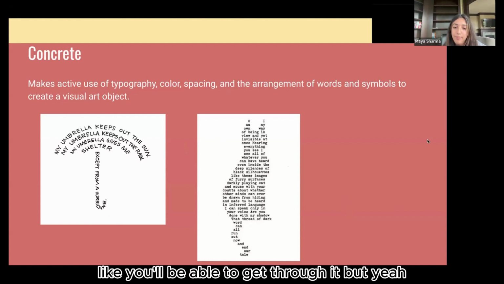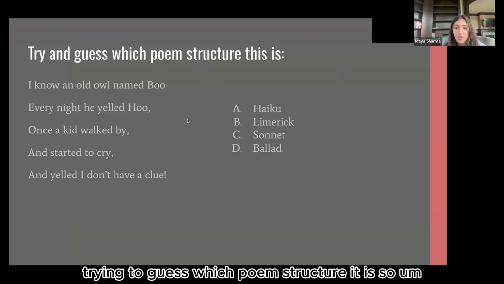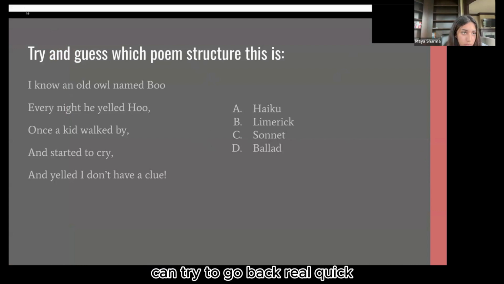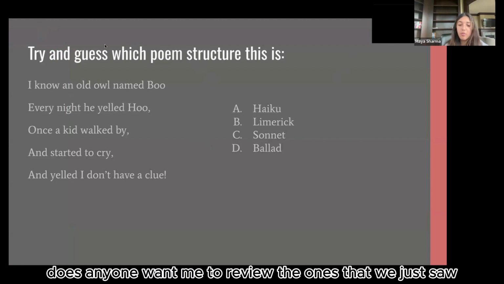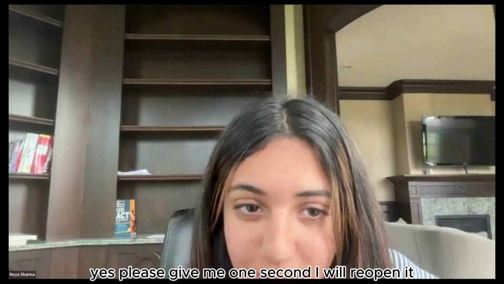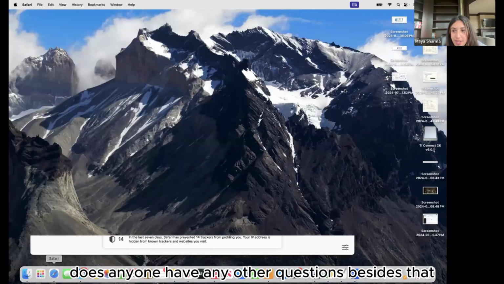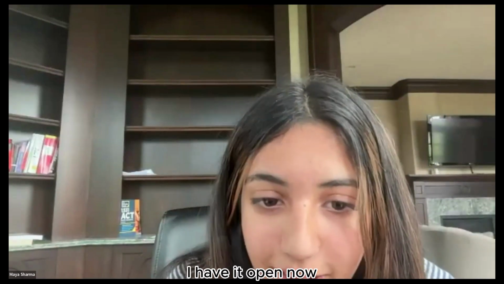But yeah. So now I made this little game for us to play. Trying to guess which poem structure it is. So you can try to go back real quick. Does anyone want me to review the ones that we just saw, or are you okay? Yes, please. Could you just review the four? Yes. Please give me one second. I will reopen it. Does anyone have any other questions besides that? Okay. I have it open now.